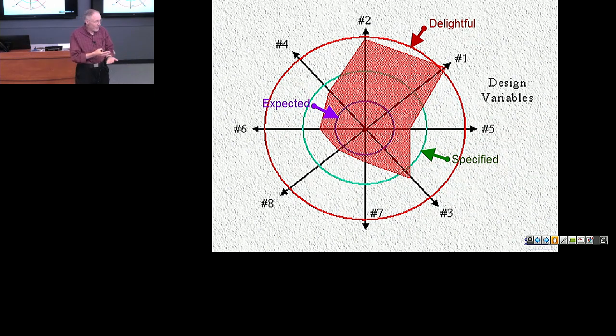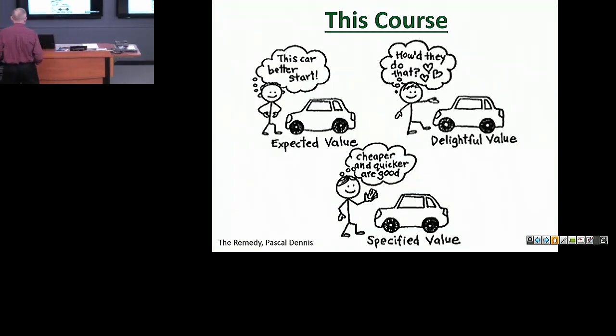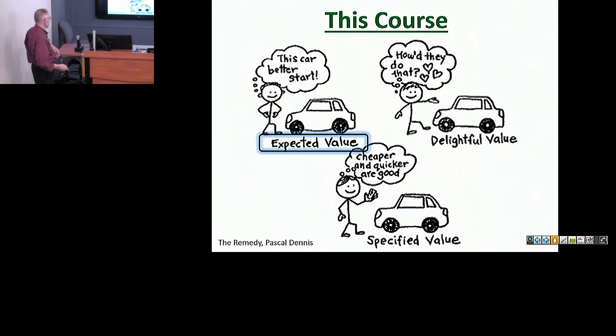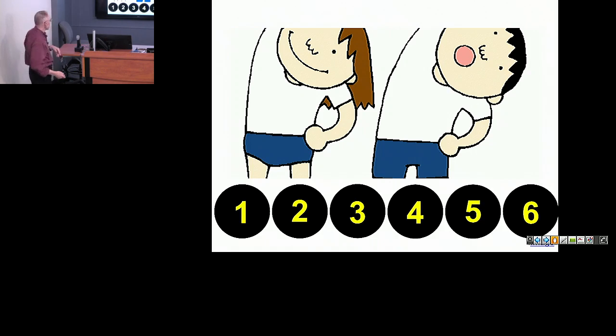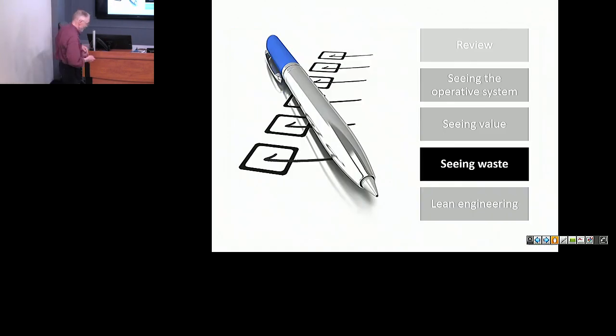So think about your customers. What could you do that would make their life better? They would never mention it to you because they didn't know that service was even available or that feature was available. So it's an interesting way to think about things, right? So we talked a little bit about this course. Expected, specified, delightful. We're doing good. Okay, let's keep going.